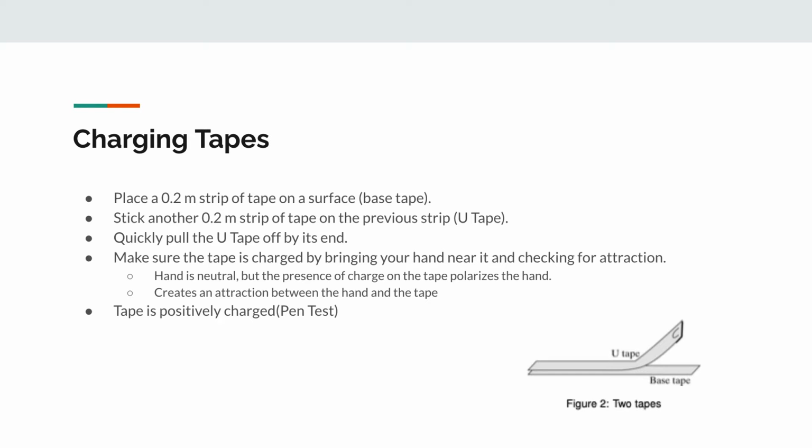To charge a piece of tape, we put one piece of tape on our table, and then we put another piece of tape on top of that one, and we quickly pulled the upper piece of tape off. We can see that this charges the tape because if you bring your hand next to it and check for attraction, there's going to be attraction. Now your hand is neutral, but the presence of charge on the tape will polarize your hand and create an attraction between the two. We also know that the tape is positively charged because of the pen test, where we take a negatively charged pen and hold it next to the tape and check that there is attraction.